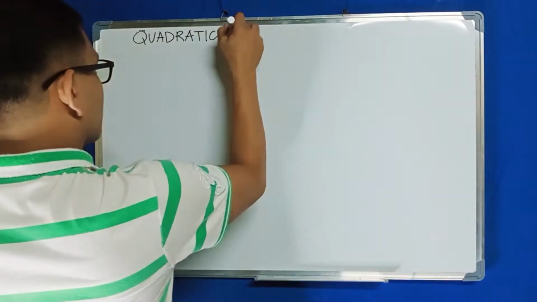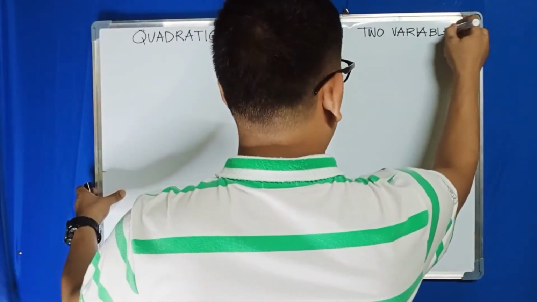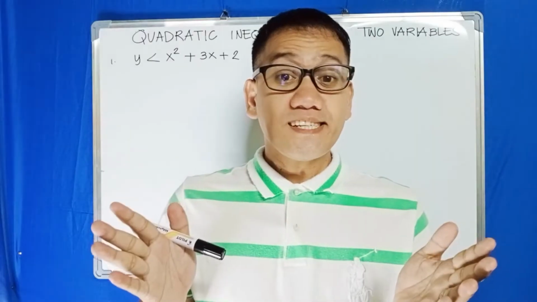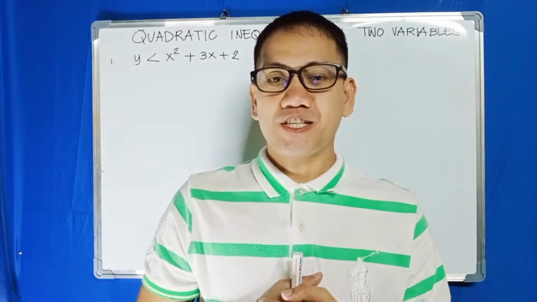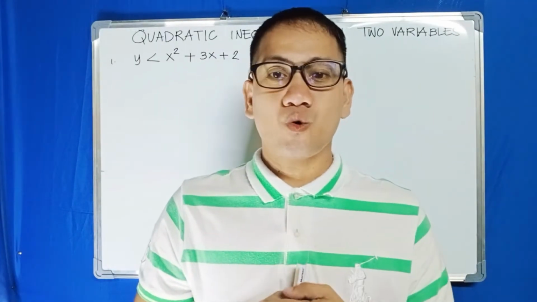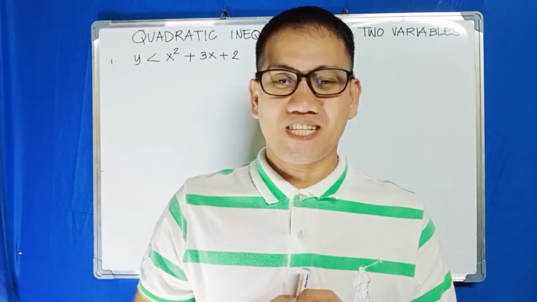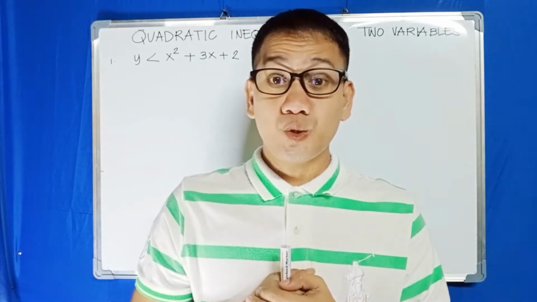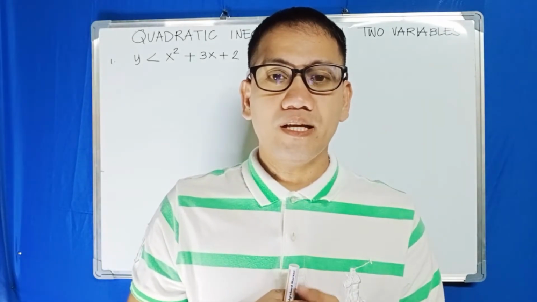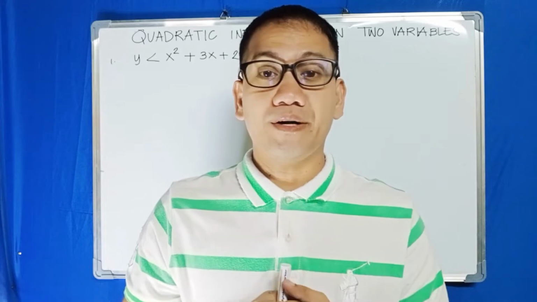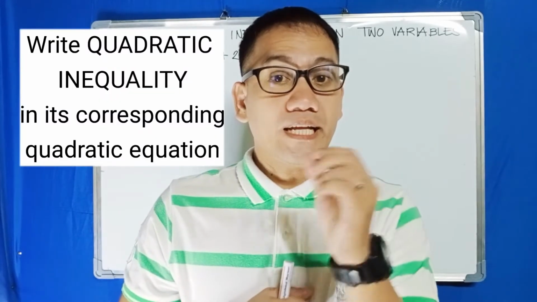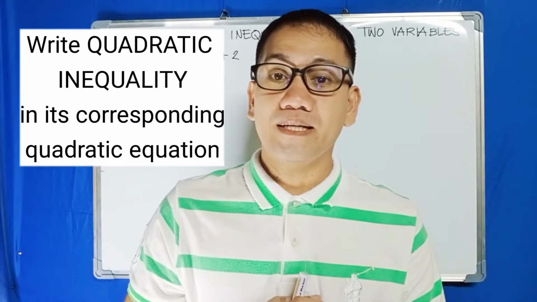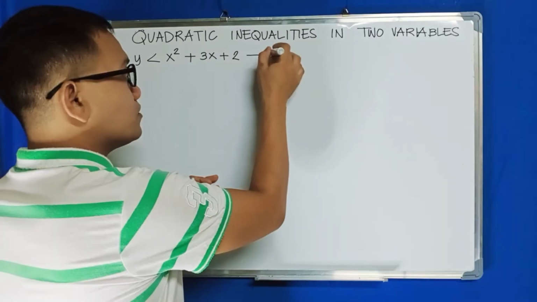So let us try to determine the different solutions of a quadratic inequality. Let us have our first example. For our first example, let us try to determine the solutions of y less than x squared plus 3x plus 2. For us to determine the solutions of this quadratic inequality, the first thing that we need to remember is to write our inequality into its corresponding quadratic equation.